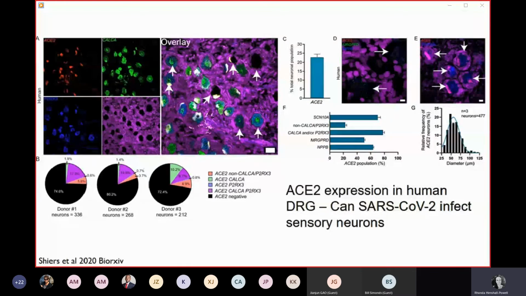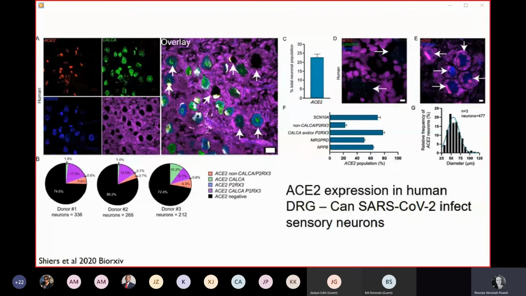We used thoracic DRGs to do this because we wanted to look at DRGs that are potentially innervating the lung. And what we found was that indeed a subset of cells in the human dorsal root ganglion do express ACE2 mRNA. All of them are smaller diameter neurons. Most of them express CGRP and P2X3, as Stephanie mentioned.